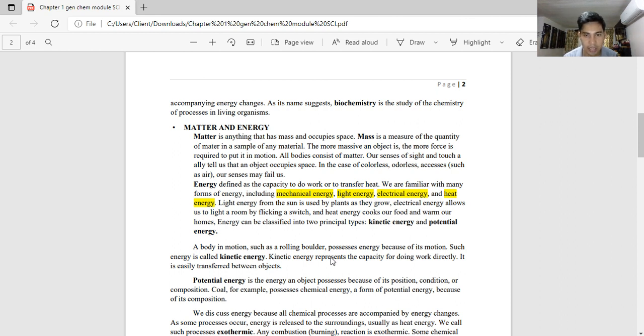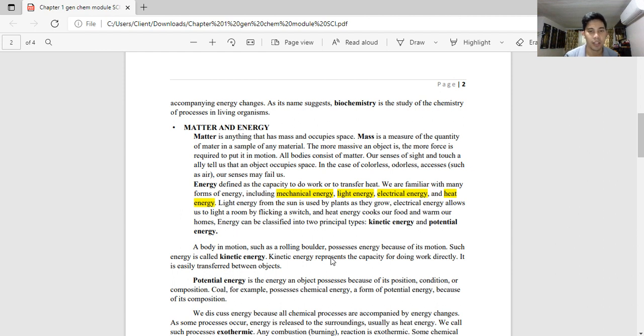Next is the electrical energy. Electrical energy allows us to light a room by flicking the switch. Electrical energy halin sa aton nga mga power companies. Sa Roxas, you have your CAPELCO, diri sa Iloilo, we have here MORE Power.